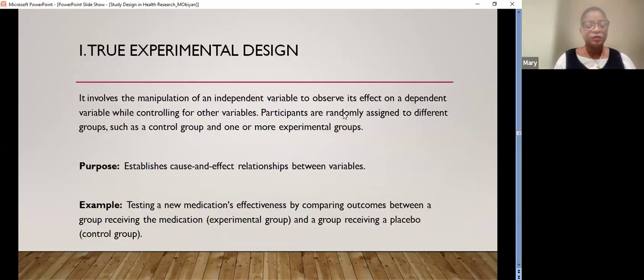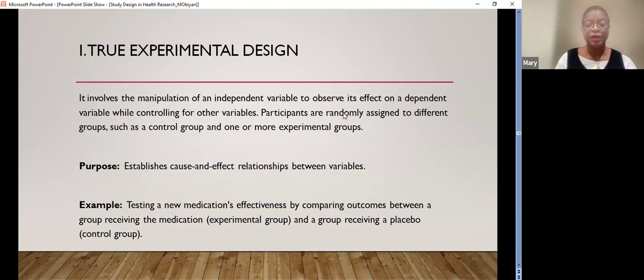Thank you. So I'll be speaking on 3 experimental designs. The first one is true experimental design. For the true experimental design, it involves manipulation of an independent variable to observe its effect on a dependent variable while controlling for other variables. Participants are randomly assigned to different groups, your control, and one or more experimental groups.